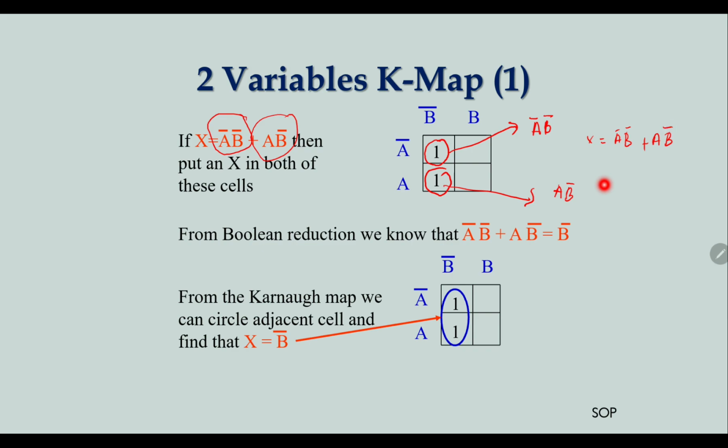You can simplify this by doing grouping like this. If you group like this, you have to compare between A and A bar, and B. A and A bar, so it changed state from 0 to 1, and B doesn't change state, so you read X equals B bar. You see, it's simplified, right?